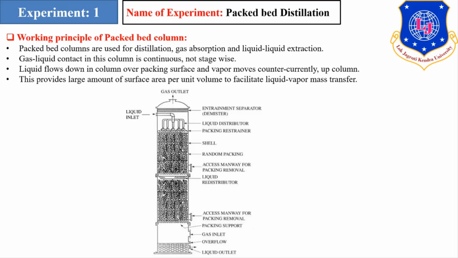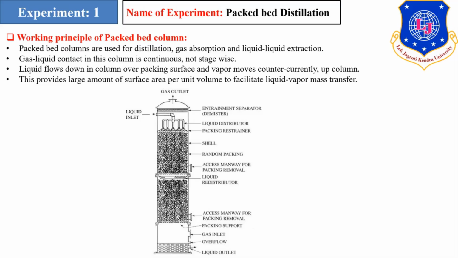So basically the packed bed columns are used for distillation, gas absorption or liquid extraction purposes. The gas-liquid contact in this column is continuous and not stage-wise. Liquid flows down in a column over a packing surface and vapor moves countercurrently up the column. This provides a large amount of surface area per unit volume to facilitate liquid-vapor mass transfer.